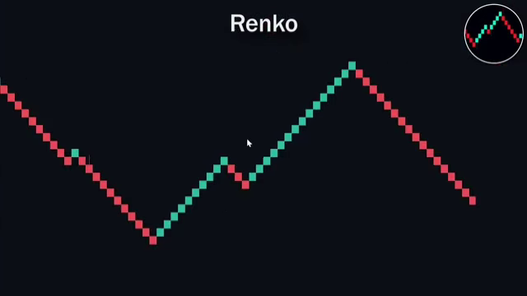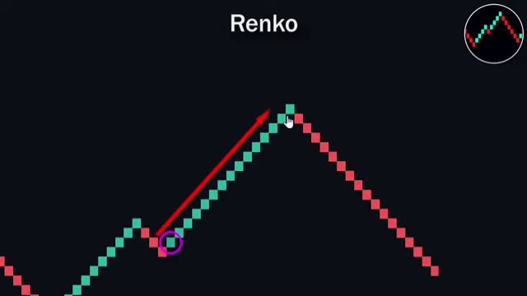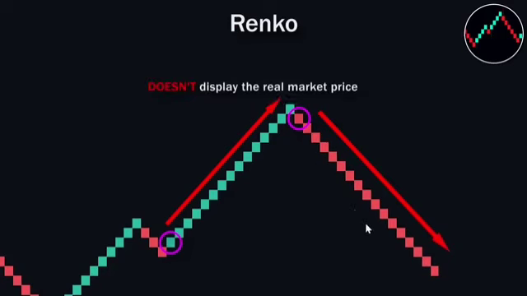Traders could utilize Renko charts to filter out noise and identify trends. A green Renko block signals an uptrend, and a red Renko block signals a downtrend. And keep in mind that Renko charts only acts as an indicator. It does not display the real market price.